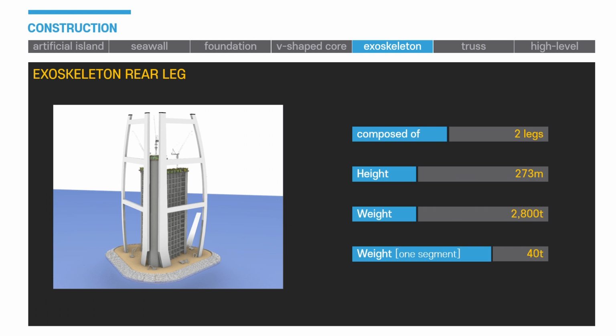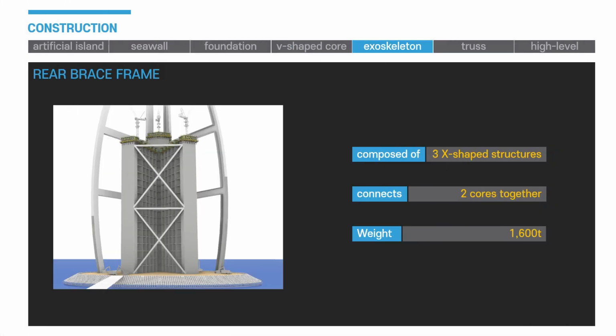The main exoskeleton rear leg is composed of two legs and stretches up to 273 meters. The total weight of the rear leg is 2,800 tons and the weight of one segment is 40 tons. The X-span is total 3 in the whole building and it connects the two wings of the core together. Its weight is 1,600 tons total.